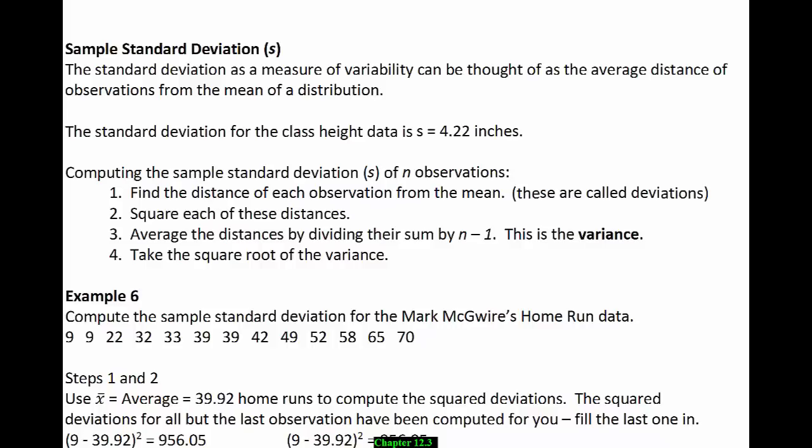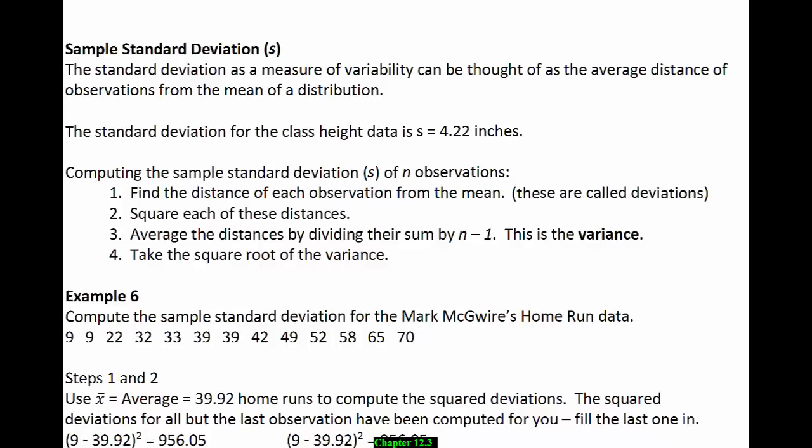The sample standard deviation is going to be the measure of variability that goes when you're reporting the mean as your measure of center. The sample standard deviation is abbreviated with a lowercase s. It's a measure of variability that can be thought of as the average distance of the observations from the mean of a distribution. The standard deviation for the class height data was 4.22 inches. Notice that it gets units just like the mean and the median.